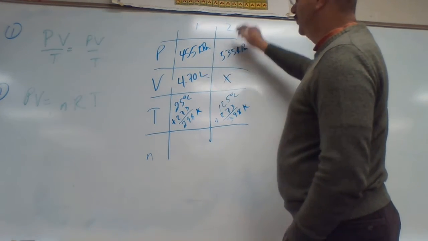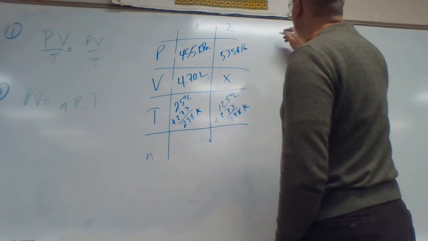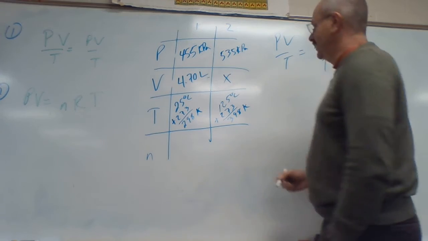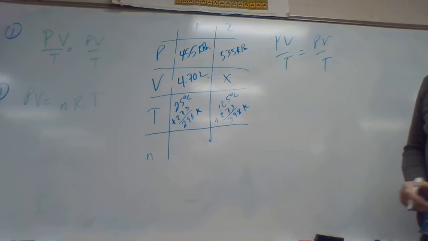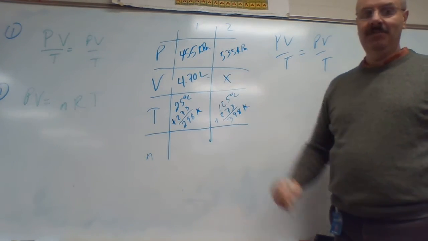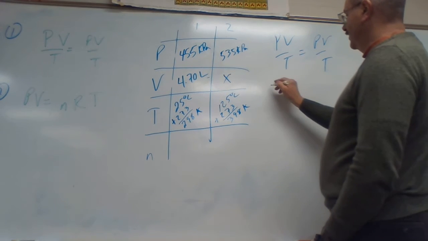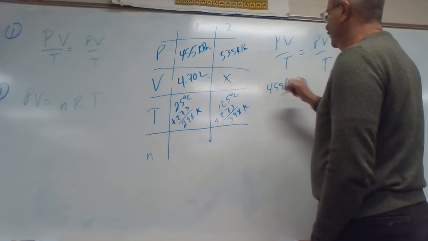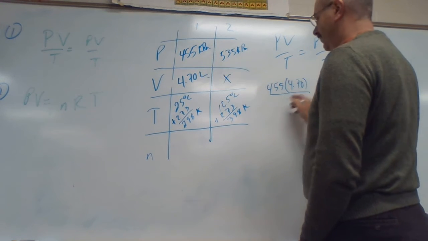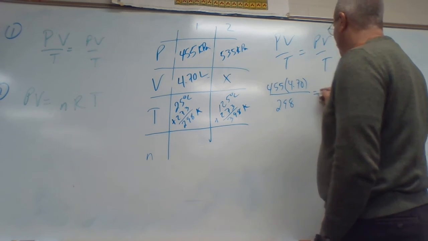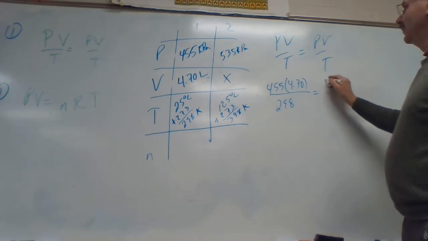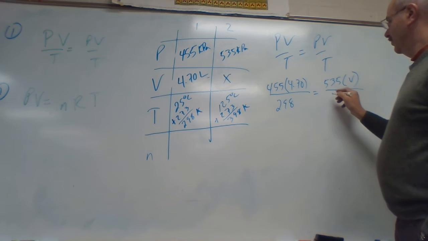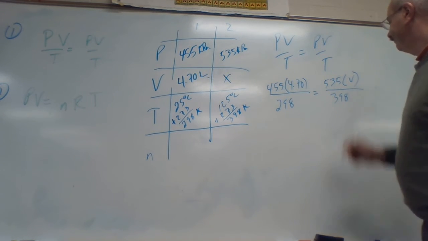And because we've got two columns, we're using the first equation. So we've got PV over T equals PV over T. Now, can I get rid of anything? No. This time I have pressure, volume, and temperature. I have all three of them, so I'm going to put everything in. I have 455 times 4.70, so I'm just doing this column right there, divided by 298 equals, now do column number 2, 535 times V over 398.